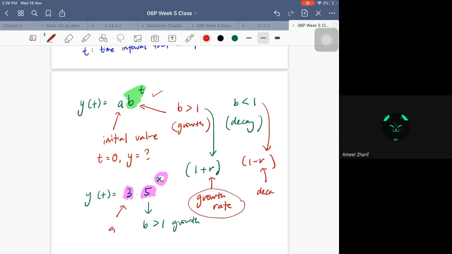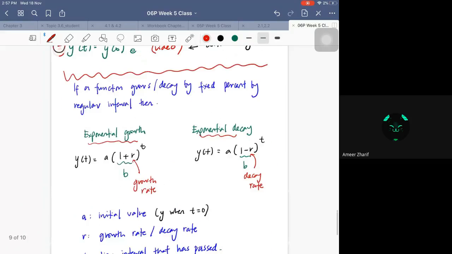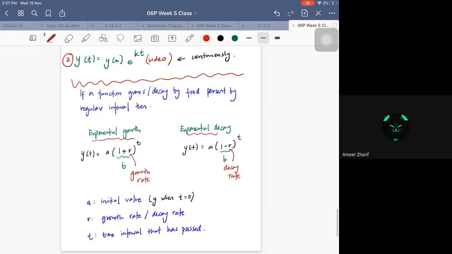Kalau dalam soalan tu dia kata growth rate is given by 4% or decay rate is given by 4%, automatically kita tahu yang kita akan pakai this formula. Kalau tak, hint dia is going to be annually, weekly, yearly. So that is going to be a hint that this is going to be the formula that we have to use. Okay, what I've written over here is a summary of what I have explained to you just now.